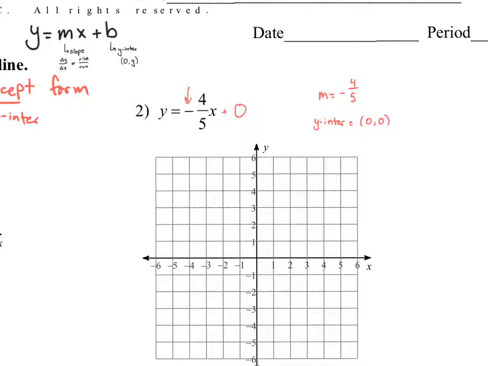Now that we have that, we can graph it. So I have (0, 0) as my y-intercept. And then I'm going to go down 4 over 5. So 1, 2, 3, 4 over 5. Okay? And then I can go the other way as well. So I can go up 4 and back 5.